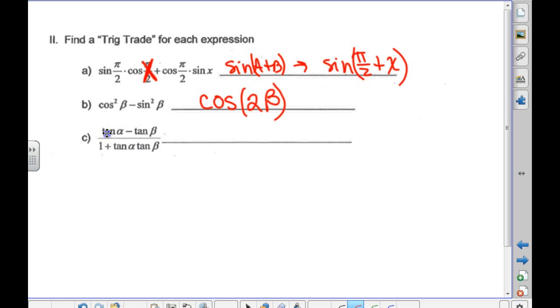Okay, this one, tan minus tan over 1 plus tan tan. That's tan of A minus B, only our A is just Greek and our B is just Greek. So it's tan of alpha minus beta.